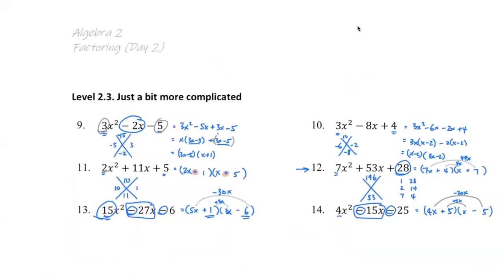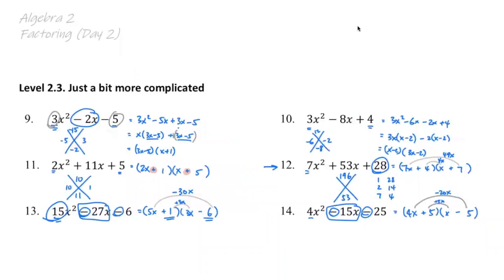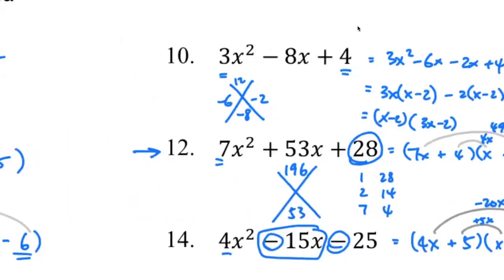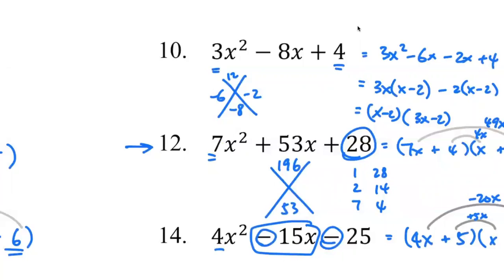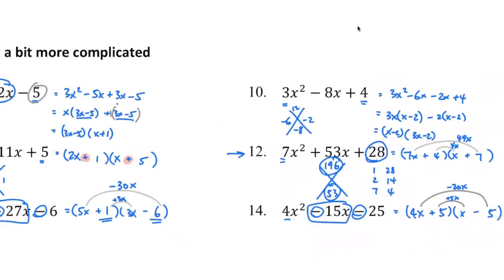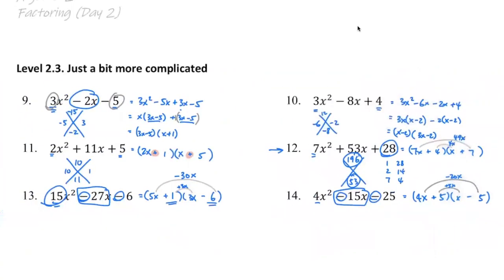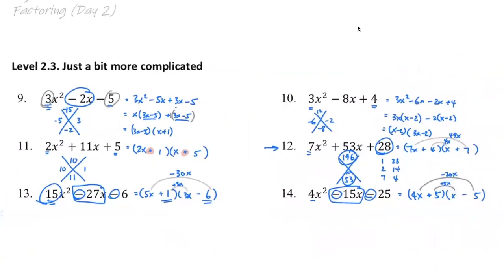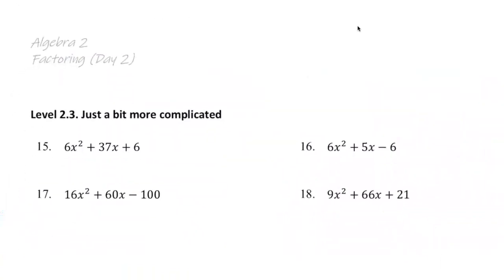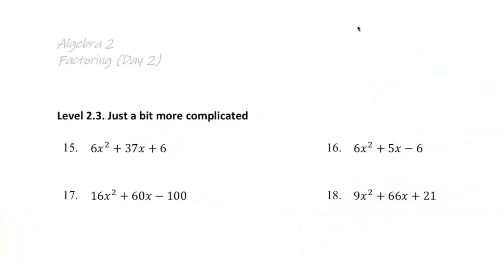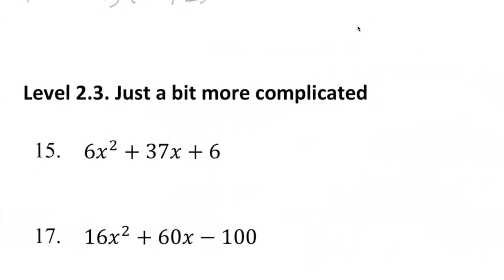factoring by mostly trial and error, because the cross method works to a certain point and then it kind of overloads the system, with number 12 as a great example. If you have to come up with two numbers that multiply to 196 and add up to 53, I don't know how to figure that out. That's just way too hard. So it's going to be trial and error.